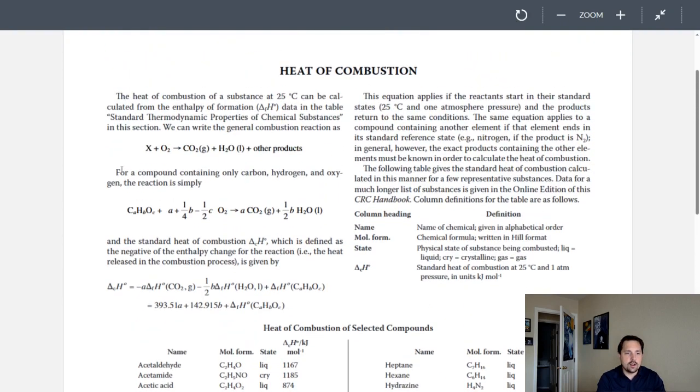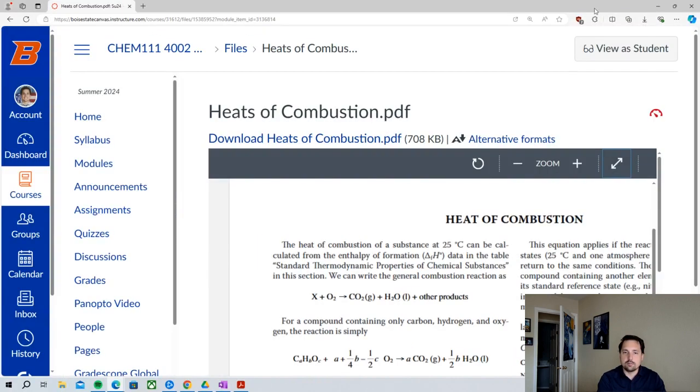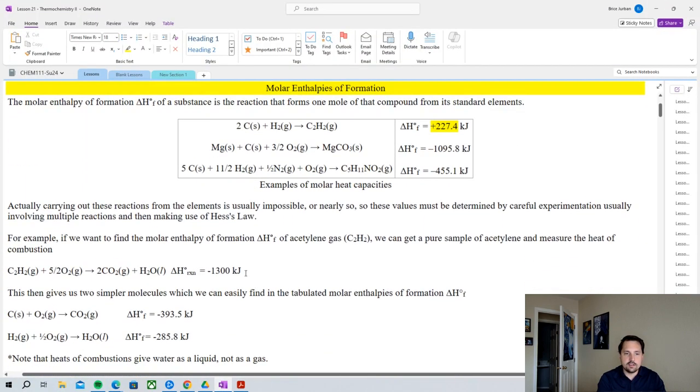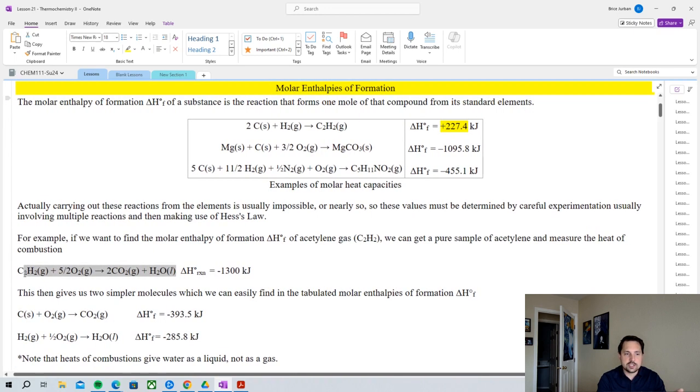And if we read through the details here, it says that it's just defined as the negative of the enthalpy change of the reaction. So the actual enthalpy change is negative. So that's where I'm going to get this value of negative 1,300 kilojoules. Well, if I have this reaction, I can manipulate it to solve for the delta H of formation of C2H2 using Hess's law, which is a strategy that we learned in the last lesson.